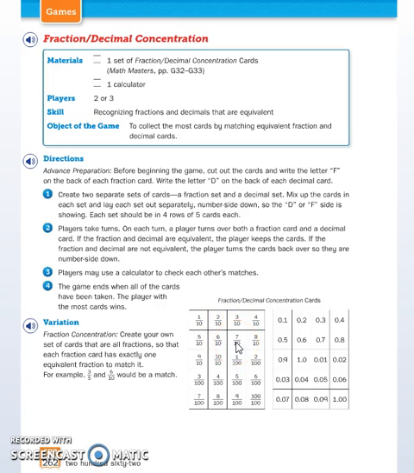I'm going to look for another F card, and let's say I find 7/10. I flip it over. Now I need to look for a D card. Let's say my D ends up being 1. So I have 7/10 and 1. Those are not equivalent. I'm going to flip those two cards back over and let the next person go.